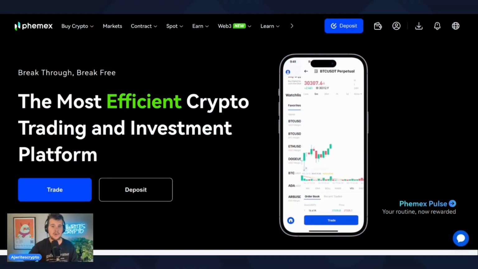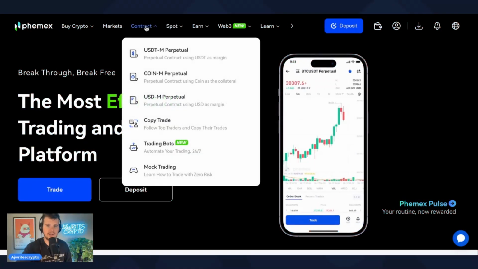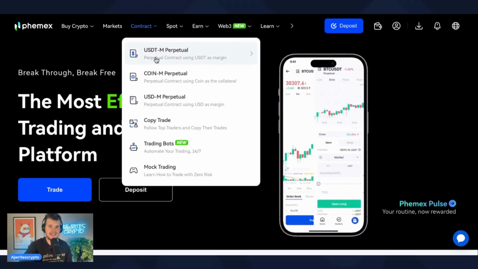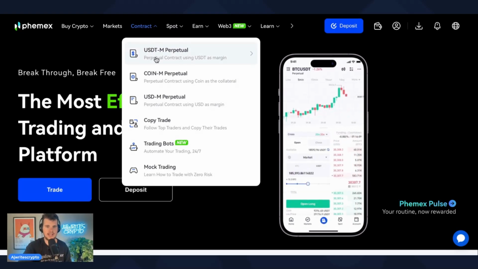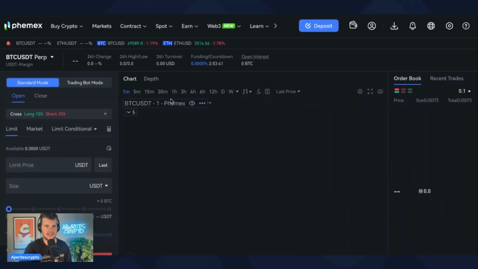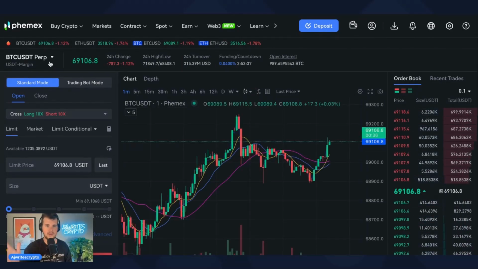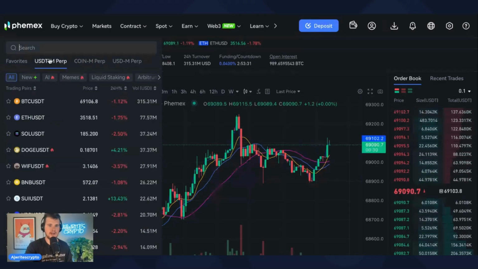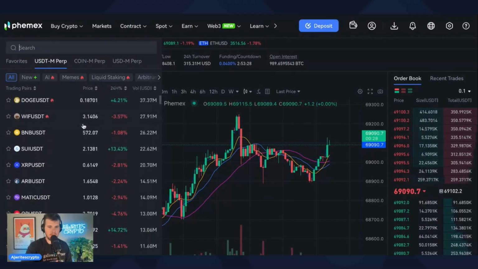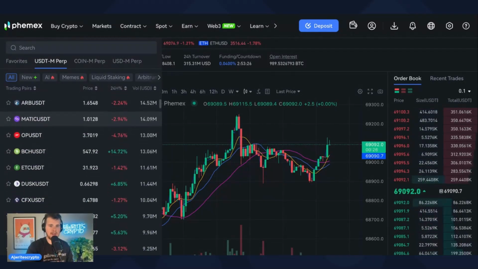Okay, so now that I moved that money over, we're going to go over here and click contract USDTM perpetual. Okay, this is the one that I use to trade Tether. You're using your Tether to trade. Okay, you're not using Bitcoin, you're not using USDC, you're using USDT. All right, so right here, you're going to click on Bitcoin perp, and you're going to get a scroll down of all of the coins that you can leverage trade with here on Phemex.